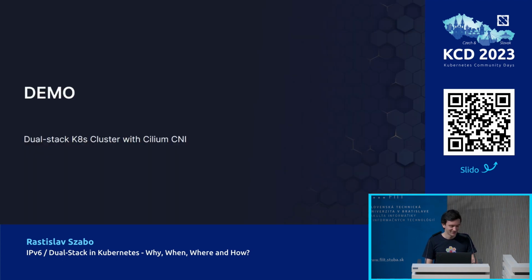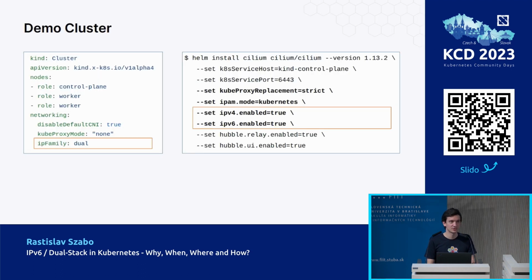Okay, that's for the theory, and now I would like to show you a very short demo. The demo that you can actually do yourself at any time. It is based on a kind cluster that is defined, as you can see on the left side of this slide. So it's a standard kind cluster where I set networking IP family dual. And I also disabled default CNI, as I'll be using Cilium in this cluster. And I also disabled kube-proxy in this cluster, as I'll be using the kube-proxy replacement of Cilium.